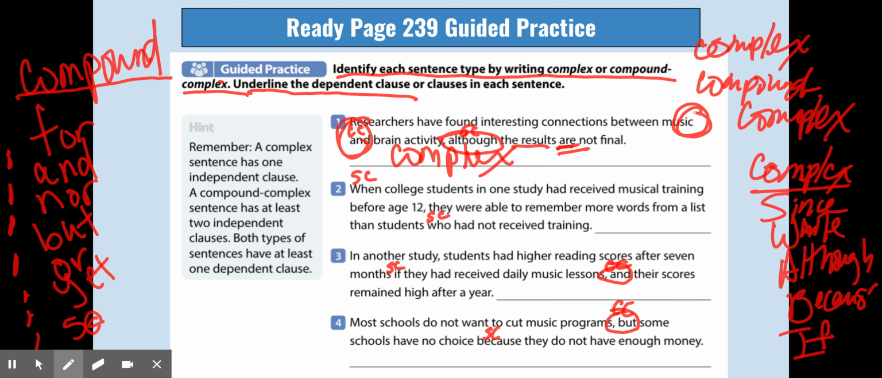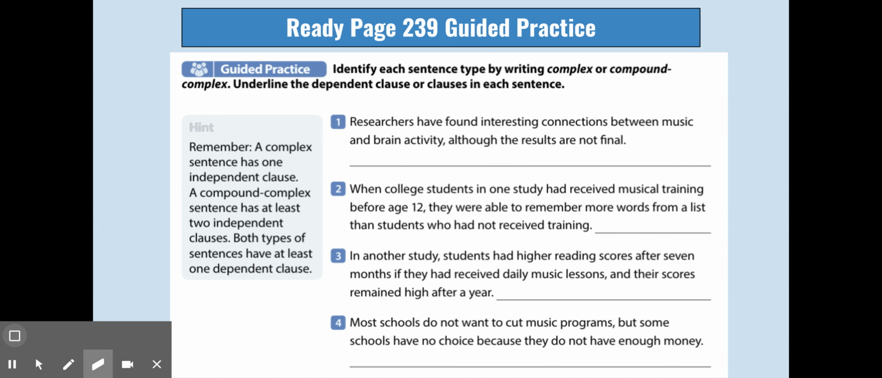Okay. Number two says, when college students in one study had received musical training before age 12, they were able to remember more words from a list than students who had not received training. Well, I see a subordinating conjunction here and one right here. So this is going to be my dependent clause. We're going to go all the way to that comma because I know it's an introductory clause. It's got to have a comma. And I'm going to come all the way from who to the end. This right here, they were able to remember more words from a list, is an independent clause. It is all by itself. So the other two are dependent clauses. There is no coordinating conjunction, so it is not a compound sentence. I'm going to clear my screen because it's getting messy.